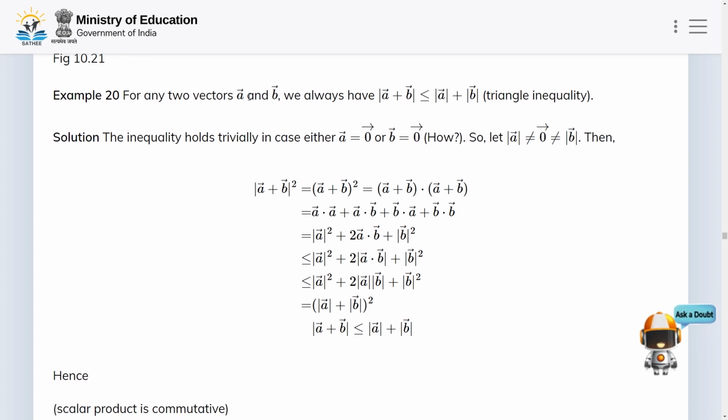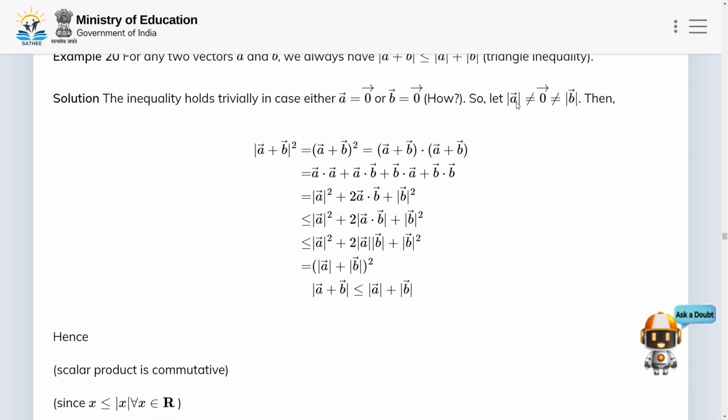Now next example, for any two vectors a and b, we always have the absolute value of the sum of vectors a and b is less than or equal to magnitude of a plus magnitude of b. This is the triangle inequality. The inequality holds trivially in the case either a is 0 or b is 0. If either a or b is 0, one of these terms will vanish, and here also one of the vectors will vanish, so you will have the equality.